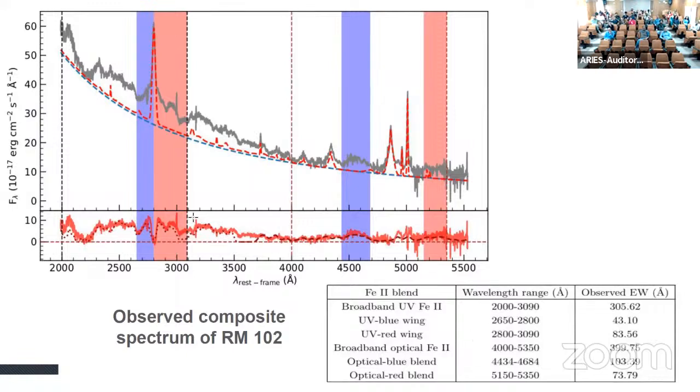And why have we selected them? Because in these regions, we have more Fe II. This region is on both sides of the MgII line in the UV. Similarly, here we have a blue part on the blue side of the H beta line, and this red one is the red side of the H beta line. And then we also mention here the equivalent width of this part of the Fe II, the observed value. Now we will compare this with our model.